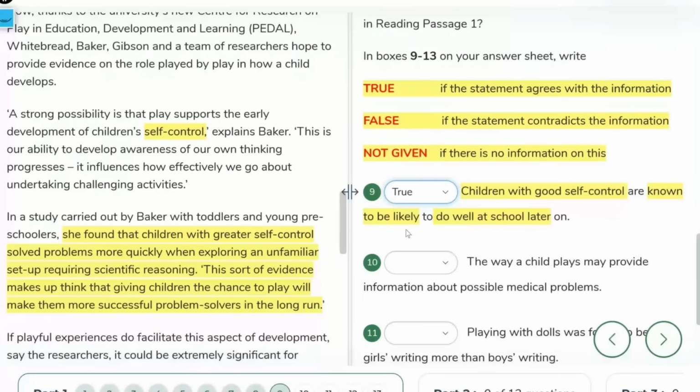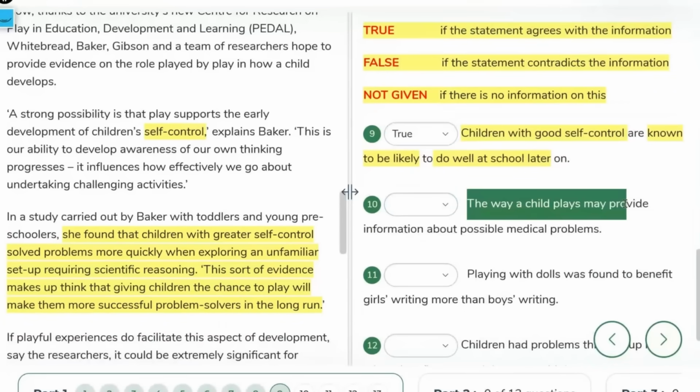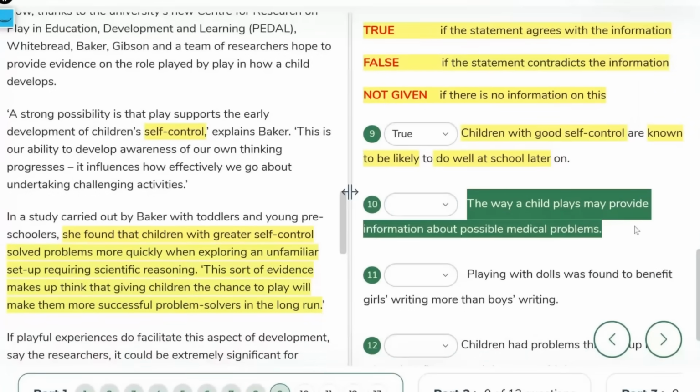Okay, next question. The way a child plays may provide information about possible medical problems. Like, sometimes while the child is running, he's limping a little, and you may see that there may be a polio attack or anything like that. So, the way a child plays may provide information about possible medical problems. Now, we look for medical problems, okay, medical disease, polio, or any other disease like that. For medical problem, they use the word disorder and all that, okay?